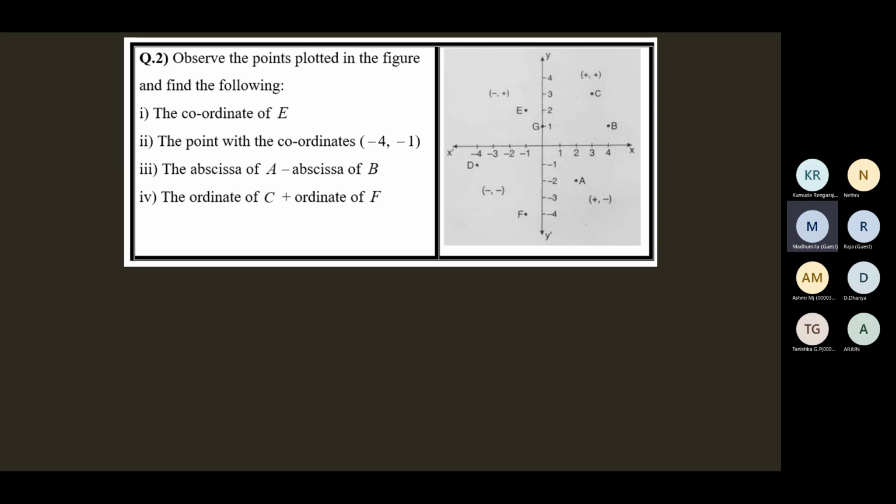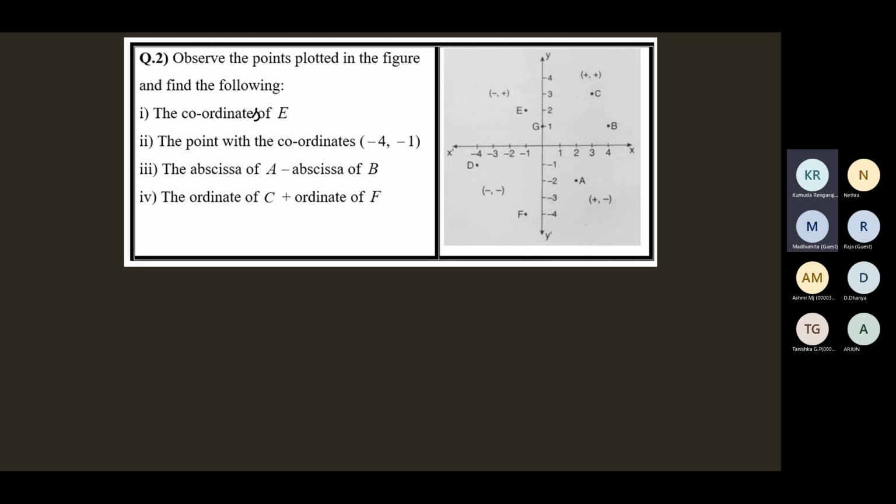What are the coordinates of E? Not the coordinate, the coordinates of E. Minus 1, comma 2, ma'am. Minus 1, comma 2. Name the point with the coordinates minus 4, comma minus 1. D, ma'am. Very good.